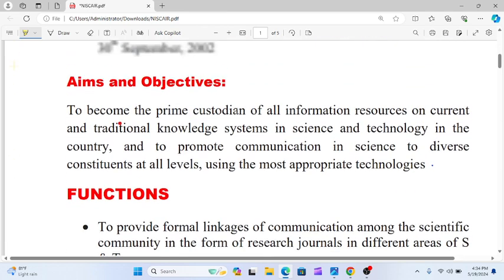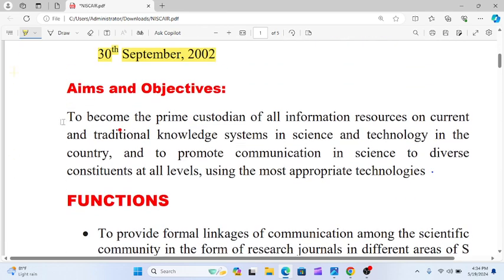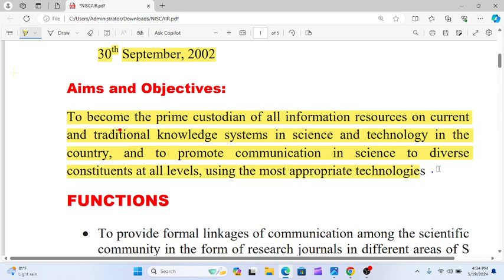So what are the important aims and objectives of NISCAIR? To become the prime custodian of all the information resources on current and traditional knowledge systems in science and technology in this country, and to promote communication in science to diverse constituents at all levels using the most appropriate technologies.